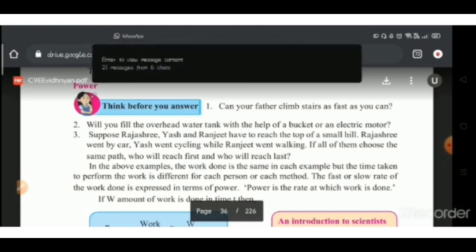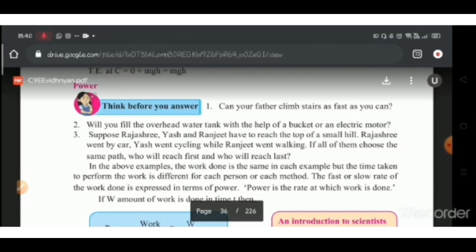Why? Because all of them have some sort of services, some sort of vehicles with themselves, and even they're choosing the same path. So the one who is walking will be the one reaching at last, because the one who went with the car will be spending less amount of power. The one who went with cycling, yes, they have to spend more amount of power than the one who went with the car, but less as compared to Ranjit.